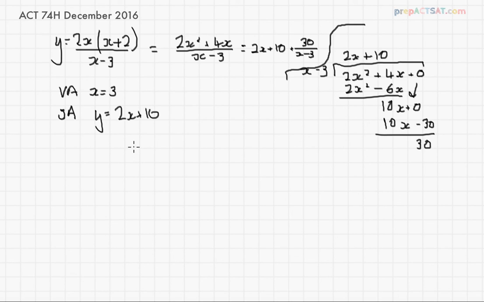Assuming you can find the slant asymptote, this is how to see where they intersect. Just plug in the x-coordinate of the vertical asymptote into the equation. So 2 times 3 plus 10 is 16. So our point of intersection is (3, 16), making answer choice J correct here.